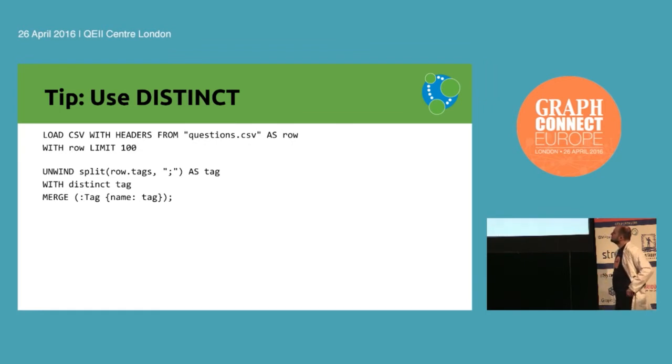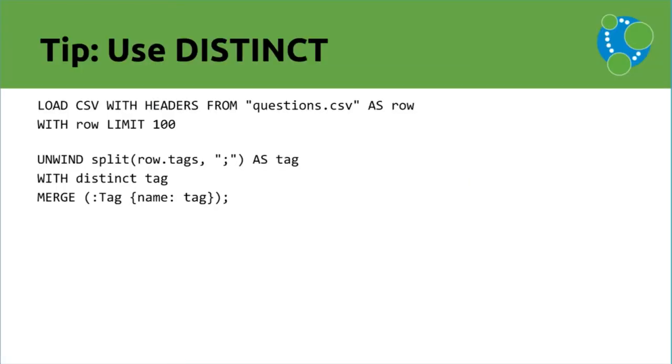This is Michael's favorite one. So this is the don't do the same work over and over again tip. In this data set, it applies to the tags. In our questions, lots of people tag the same thing. So when you're creating the tags, you'll see it coming up loads and loads of times. For example, if there are 10,000 Neo4j entries, you'll see 10,000 entries with the Neo4j tag.